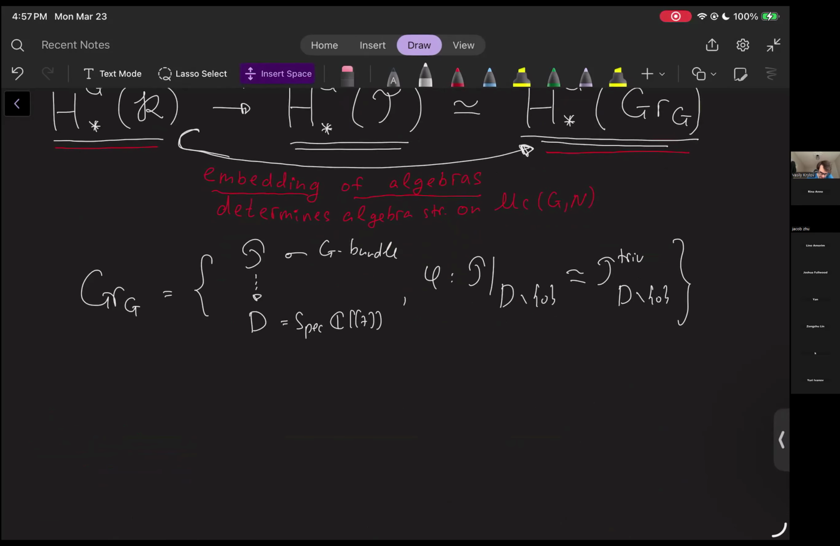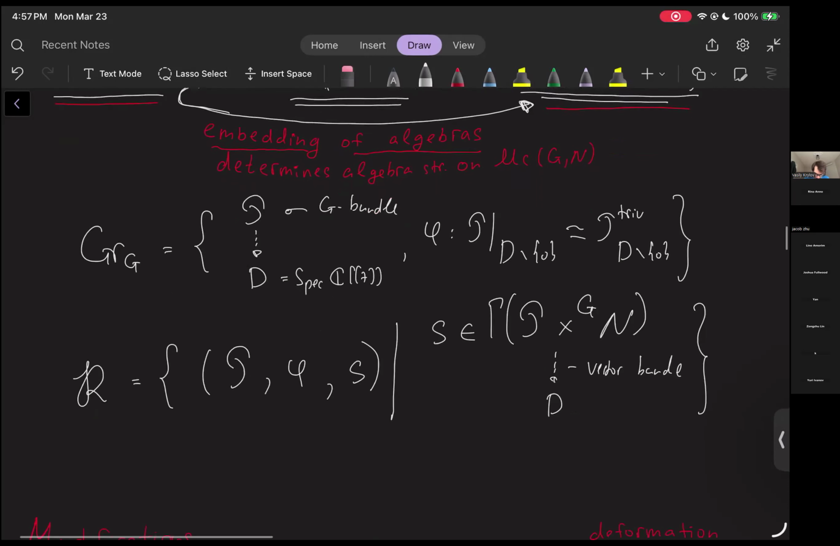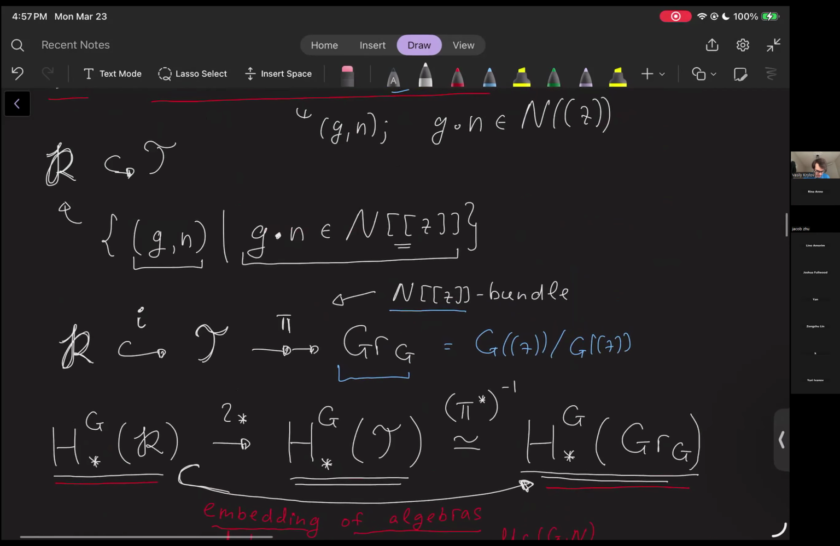And now this space R. We still have the data of a bundle, we still have a trivialization, and now we have an additional thing, let me call it S. So S will be a section of the associated bundle. We take P cross G with N, so this is now a vector bundle over D, and S will be a global section of this vector bundle. And if we just do this, then we will get this space T that we had before.